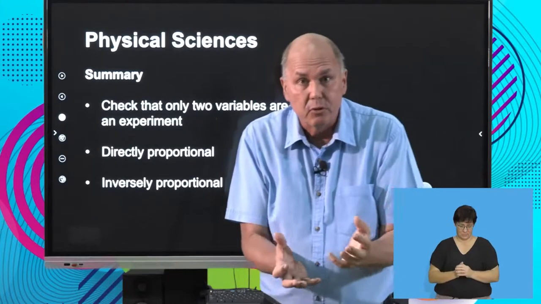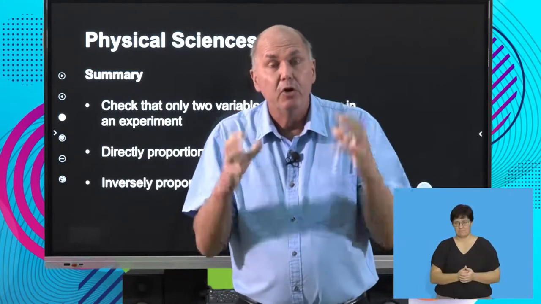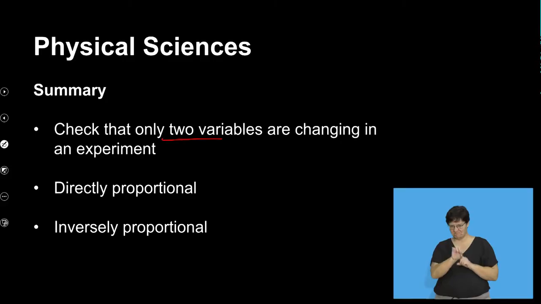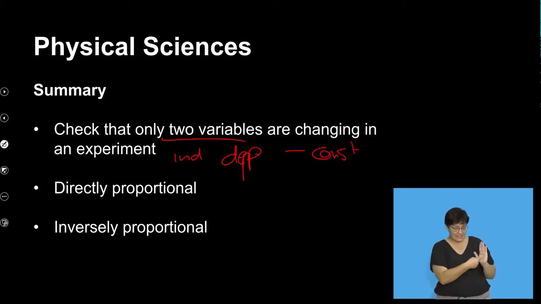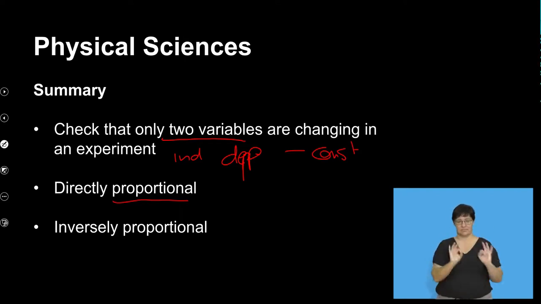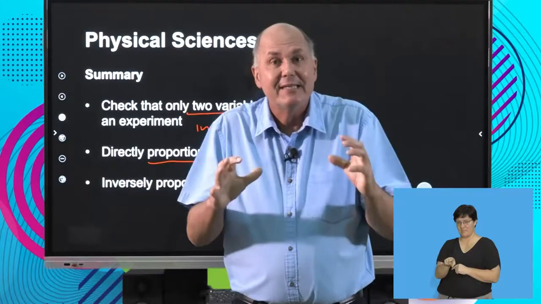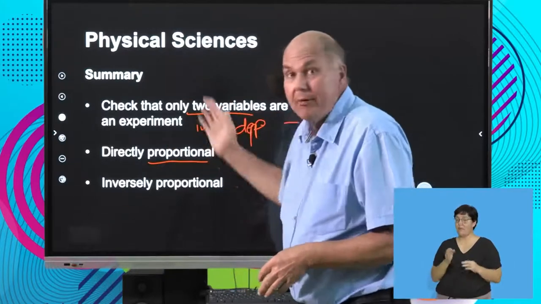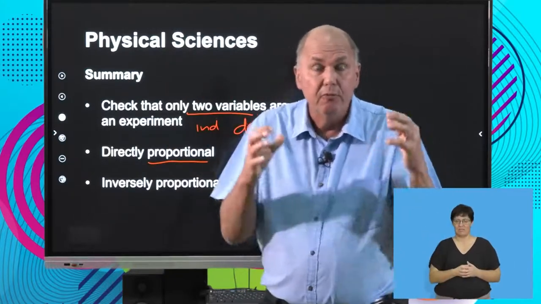Now, I want to bring it all together. And just to remind you that when you're looking at data and you're looking at relationships, the first thing to remember is only allow 2 variables to change: the independent and the dependent. The others need to stay constant, and we've recognized that. To remember what directly proportional means, and as we've shown, what inversely proportional means. Please never say indirectly proportional. It doesn't really exist. What we've got to remember is these are the important terms for physical sciences, both in physics and chemistry.